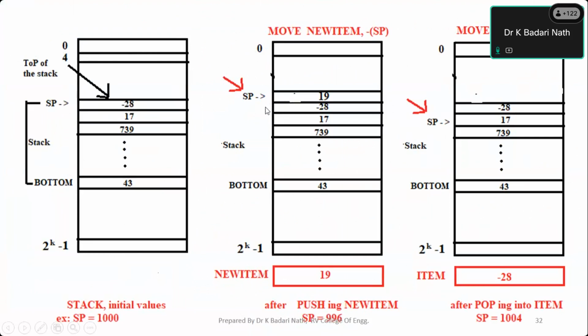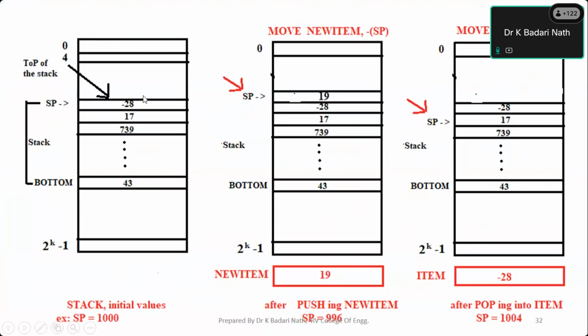Now once it decrements, there is a place where you can store the new value. What was the item? 19 was the item available. I am storing it at that place. This is how the push operation will be done. SP will be decremented by 4 and the new value will be stored at the top of the stack. Let's take the same assumption again: the stack pointer is 1000. We will pop now.